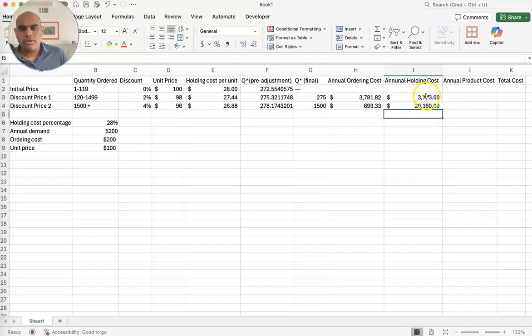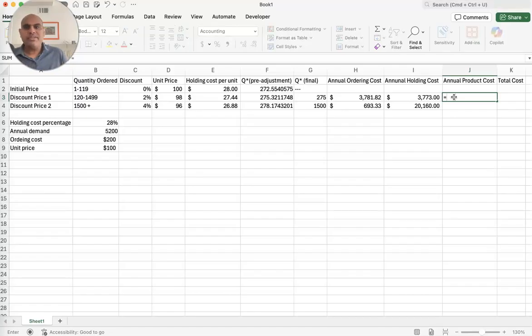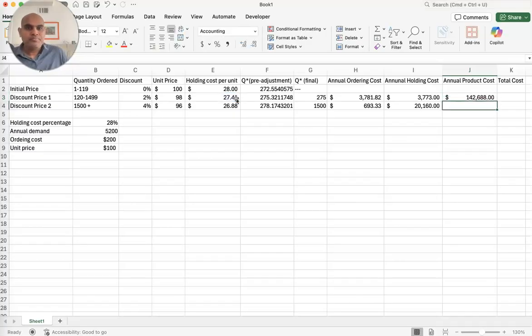Way more than the holding cost here, right? So the ordering cost is lower because you're not ordering as many times, but the holding cost is way more than that. So the question is, is that offset by the product cost? The product cost is just P times D, right? P is the unit price times annual demand, which is 5,200. So that's the total product cost here, and I'm going to calculate the product cost here also.